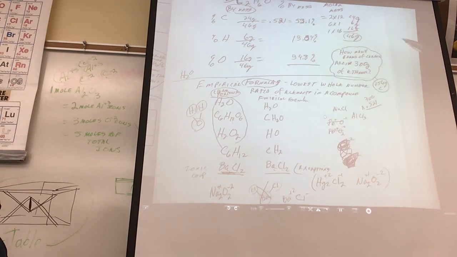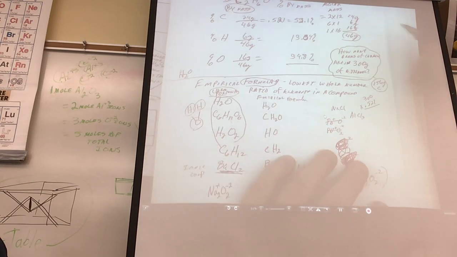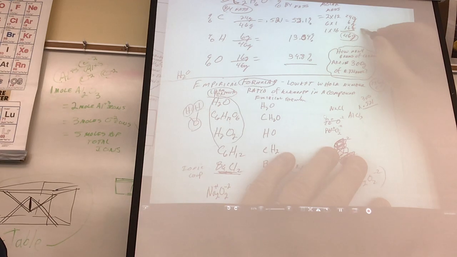52.1% carbon, isn't it? So what if I give you 300 grams of ethanol? How do I find 52.1% of that? And your math teacher should have taught you this. When you want to multiply by percent, you have to change it back into the decimal, don't you?